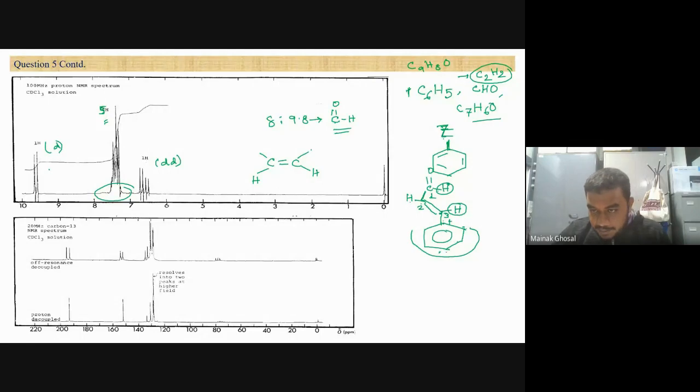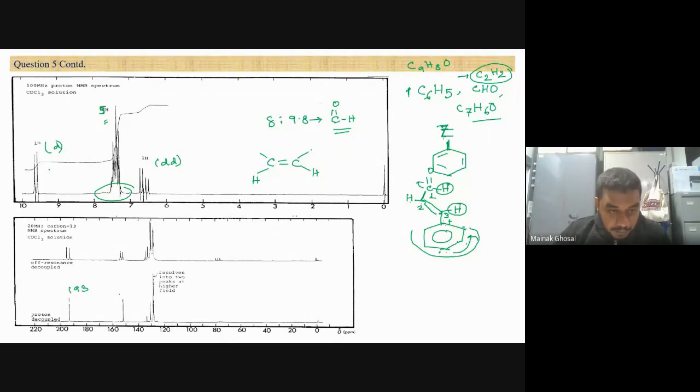Since only one substitution will be present, these 3 carbons will be very close by. And this carbonyl carbon will be highly shielded. This will come at 193. This is 193.